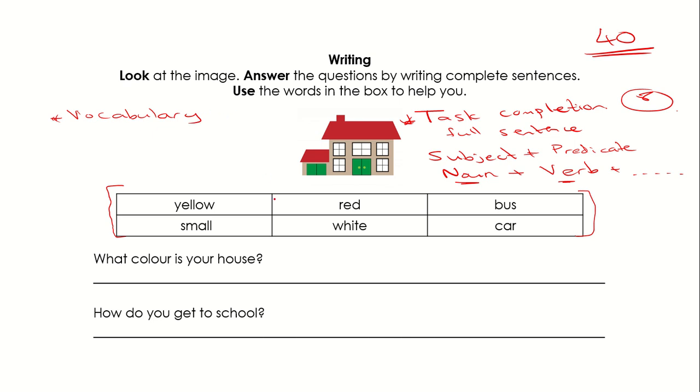this. So if you use the minimum, the words from here, just to answer the question, but nothing extra, you will get 6. But if you can add some extra vocabulary from what we have learned, from words we use often, many times in our sentences, you will get more points to get 8 out of 8.